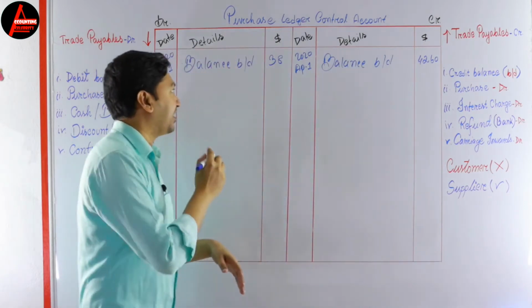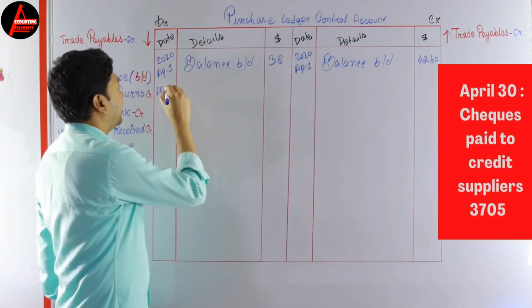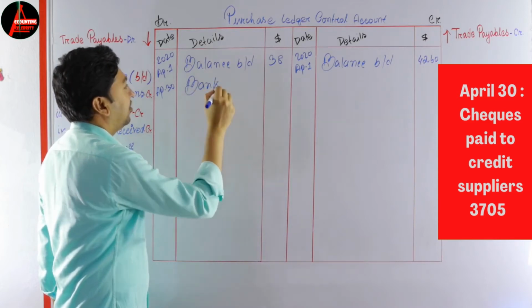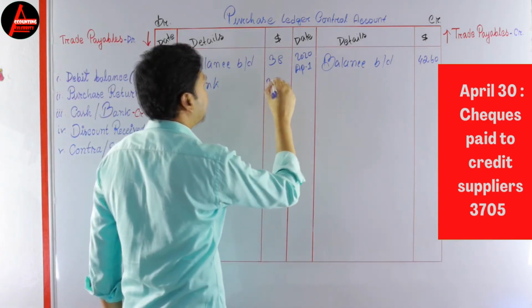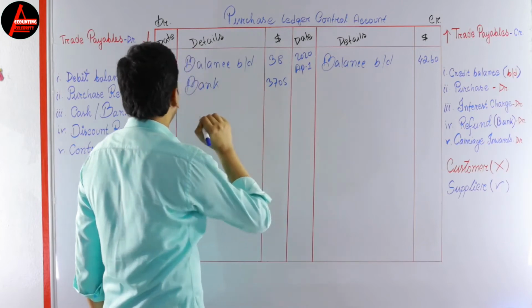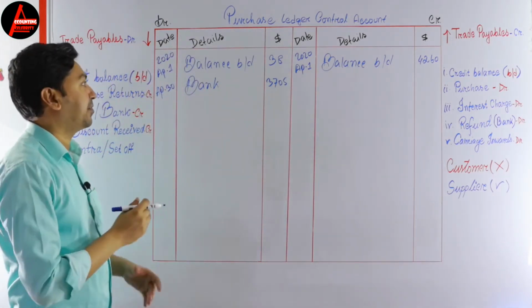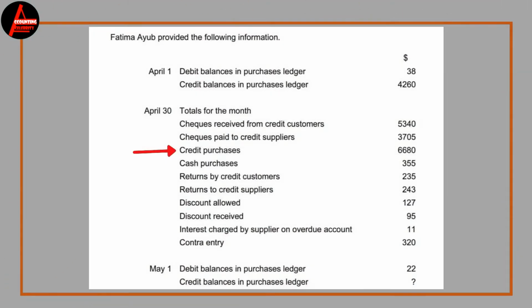So let us write here bank. April 30, the date is given. So here we have to write bank, $3,705. The date will be the same for all the transactions, 30 April. Very good, we finished. Let us have a look at the next one.